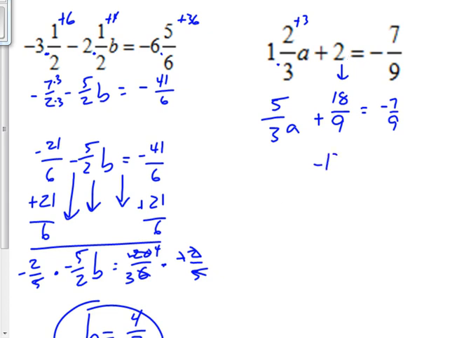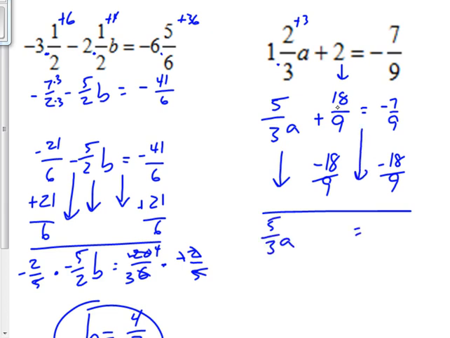Okay, so now we can subtract the 18/9 on both sides. Okay, bring down your 5/3 a. Bring down your equal sign. Okay, this is gone, and we end up with negative 25/9. Now let's go ahead and multiply both sides by the reciprocal, 3/5. Do that on both sides. Okay, so we're left with a is equal to negative, because here's your negative, and then the 5 and the 25. The 25 is going to go to a 5, and the 3 will cancel, and the 9 will go to a 3. So negative 5/3 will be your answer.